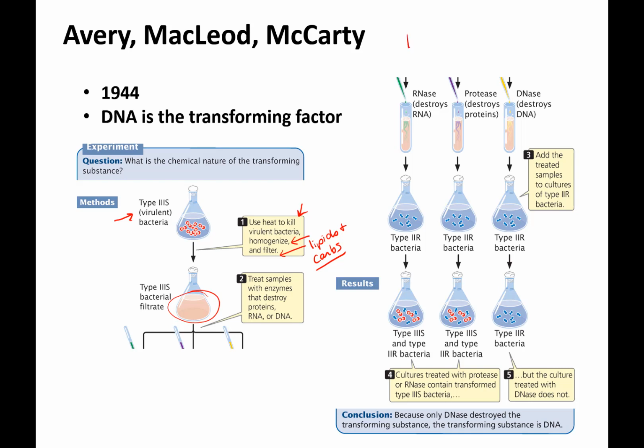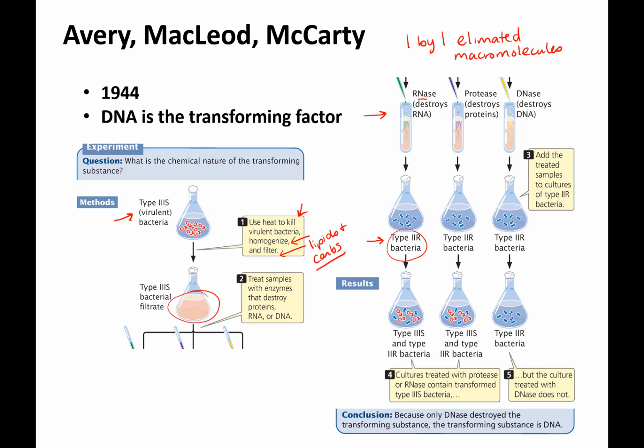And one by one, they eliminated different macromolecules. And we'll walk through this in a minute. But what I want you to see is they eliminated a macromolecule. They mixed it with the rough strain, so they're repeating Griffith's experiments, injected it into mice, and looked to see what happens.